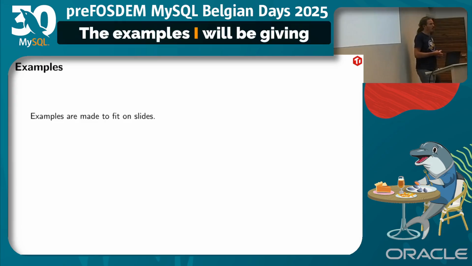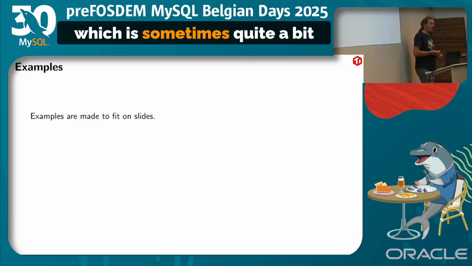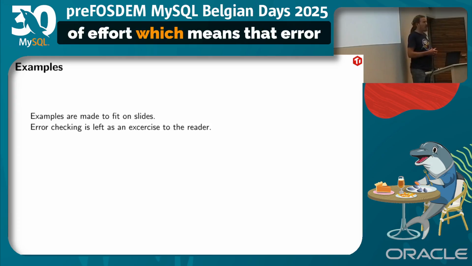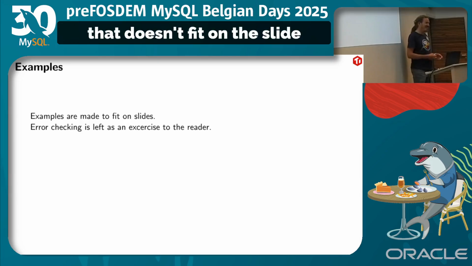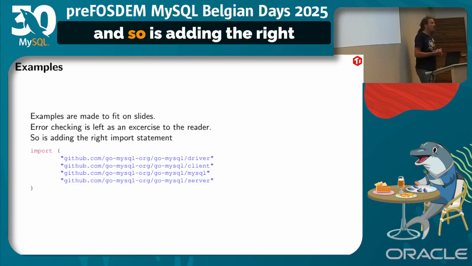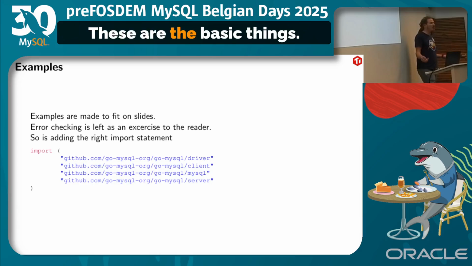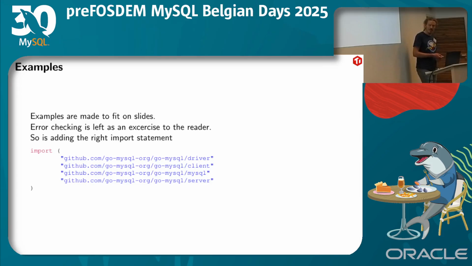The examples I will be giving you are made to fit on the slide, which is sometimes quite a bit of effort. Which means that error checking is left as an exercise to the reader, because that doesn't fit on the slide. And so is adding the right import statements. These are the basic things. So, let's concentrate on the actual part of the code that you're going to need.